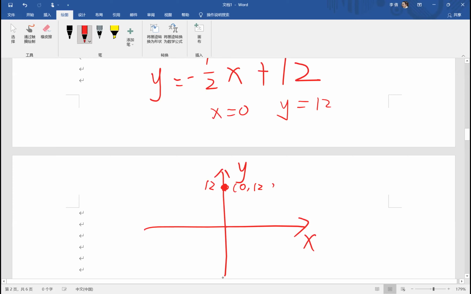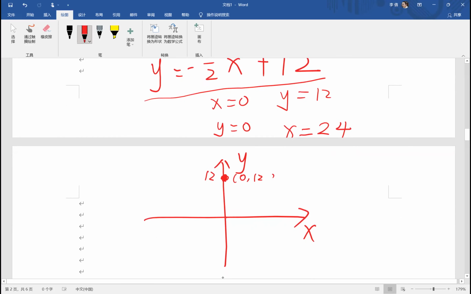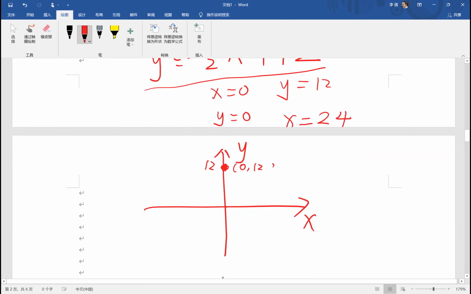And then let's see if y is 0 in this equation, we can get x is equal to what? x will be equal to 24, right? x will be equal to 24. And then if we locate this as the point (24, 0), the picture of this line will be like this, right?